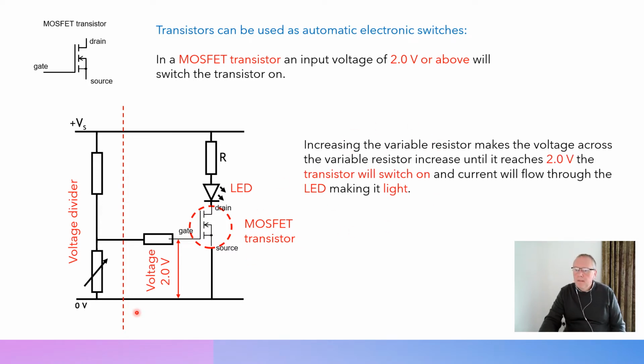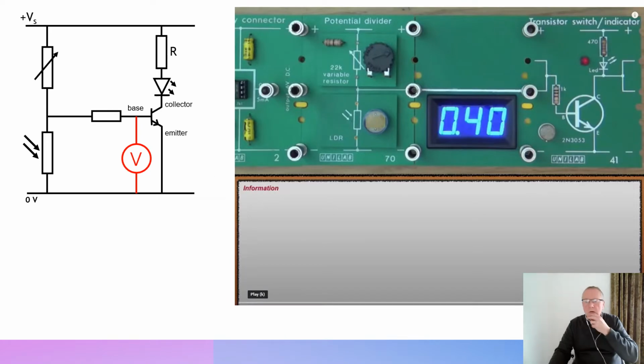So again, I don't have a video of this, but if I did, all I'd be doing would be increasing the resistance of the variable resistor. That voltage as the input to the MOSFET would increase until it reached about 2 volts. That transistor would switch on and the current would flow through the LED, making it light to indicate that the circuit is operating. Okay, so we've got a video of a light sensing circuit here.